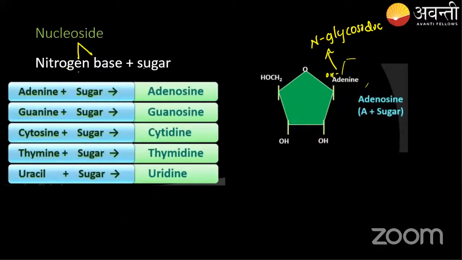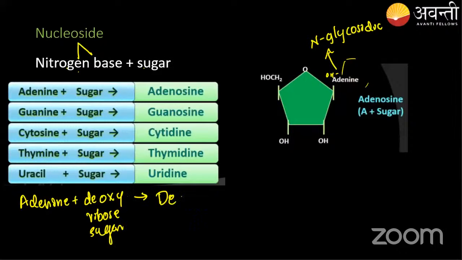Okay, but how do you have to call it if, taking an example, adenine is bonded with deoxyribose sugar? Then how can you call it? Then we call it deoxyribo adenosine. That's just an example, you can make it for all the other bases, right?